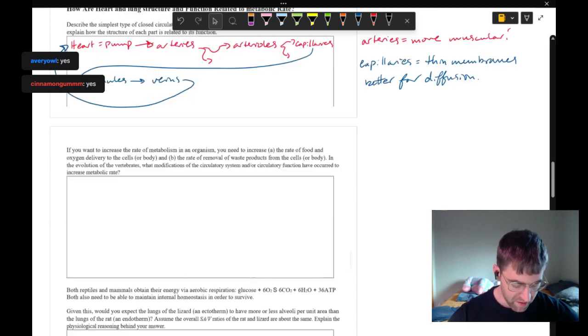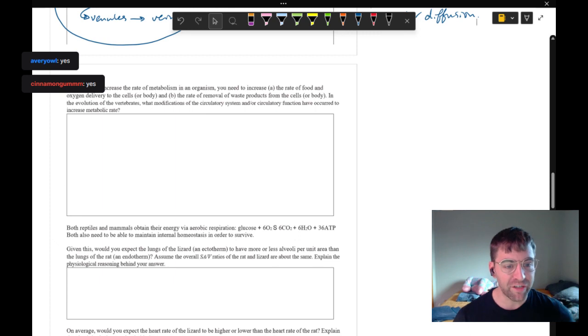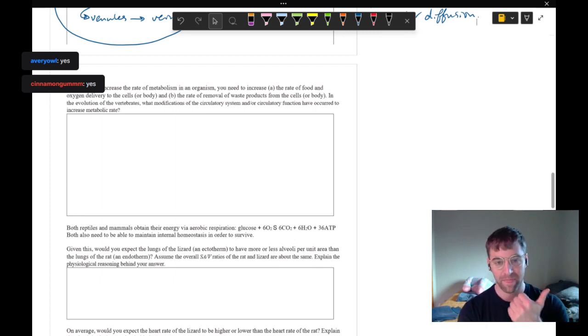All right. If you want to increase the rate of metabolism in an organism, you need to increase A, the rate of food and oxygen delivery to the cells or to the body, and B, the rate of removal of waste products from the cells or the body. In the evolution of vertebrates, what modifications of the circulatory system specifically and or circulatory function have occurred to increase metabolic rate?